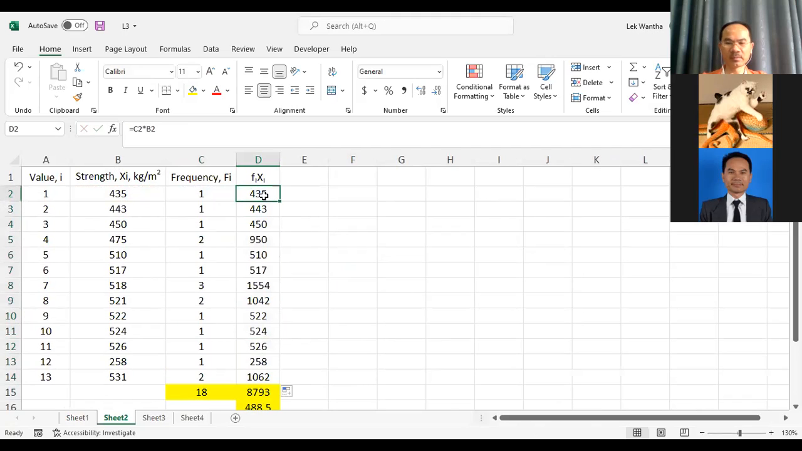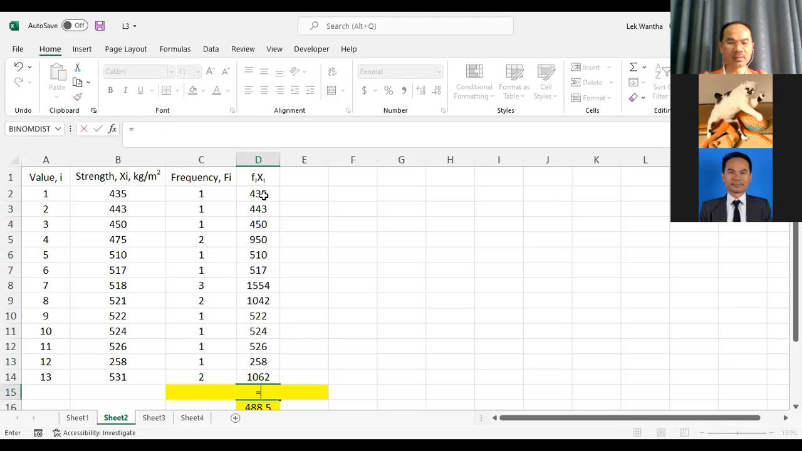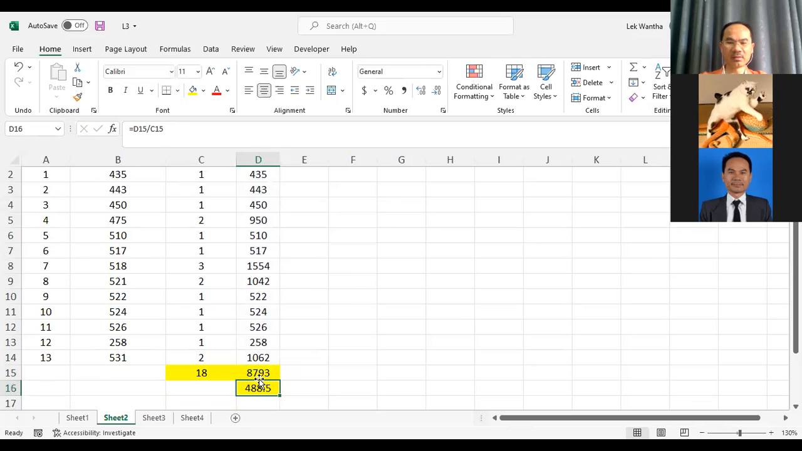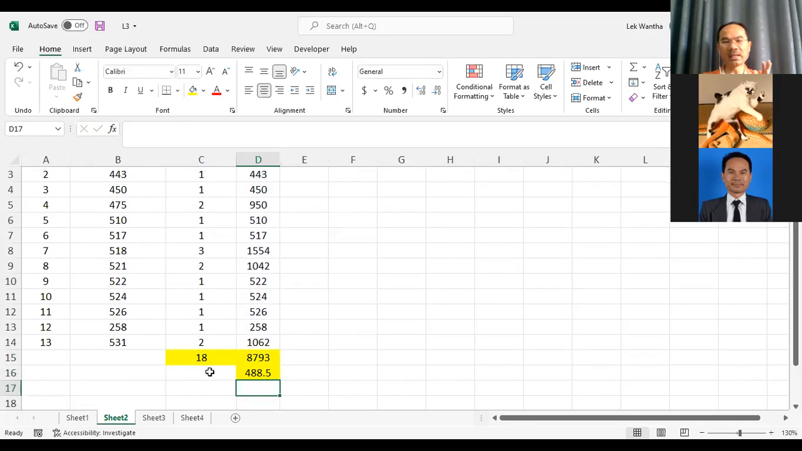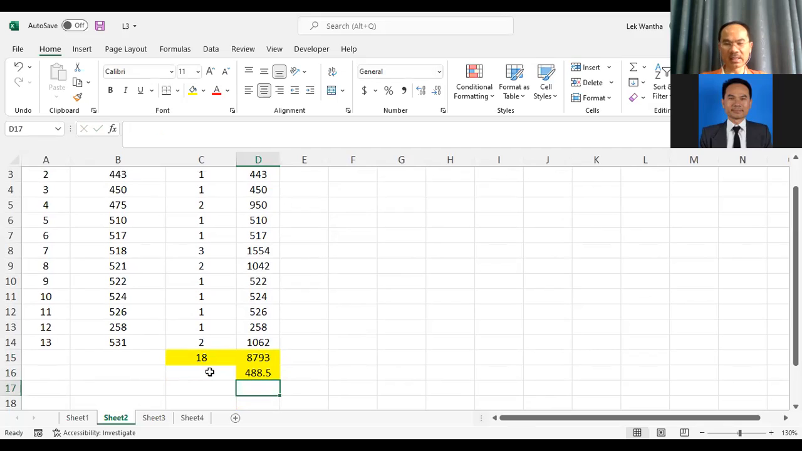This is multiplied for each row. And then you sum this value. And then you calculate the average equal to this value divided by the total number, which should be 80. You get the average of 488.5. This is the average strength for the number of materials.